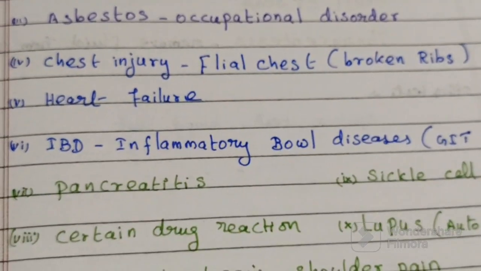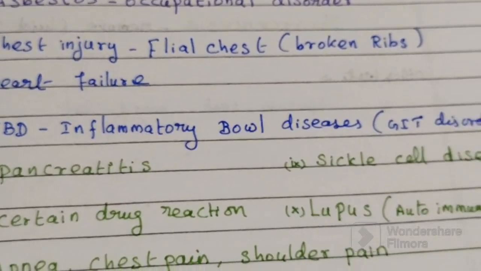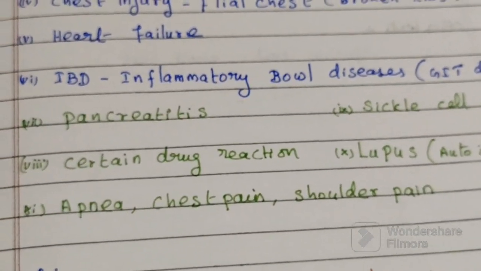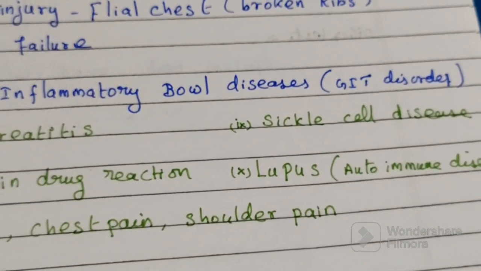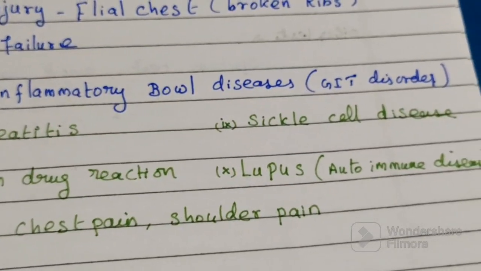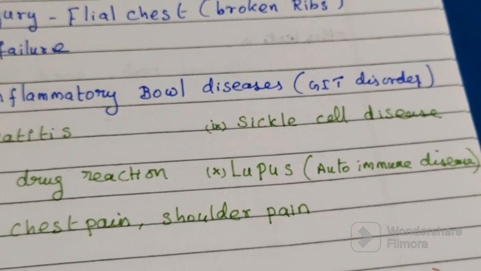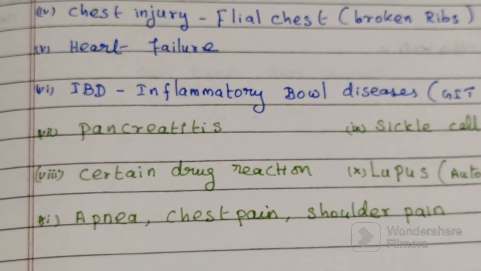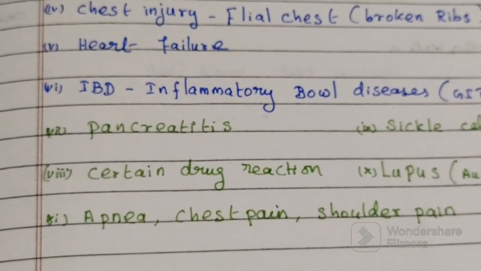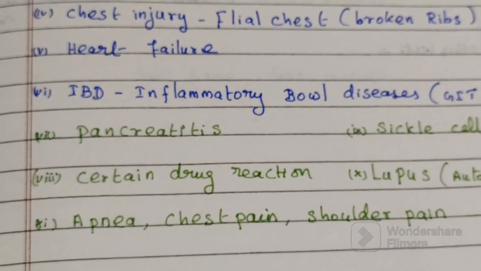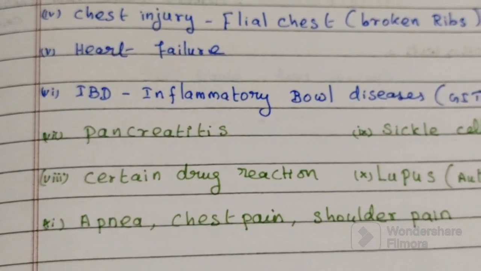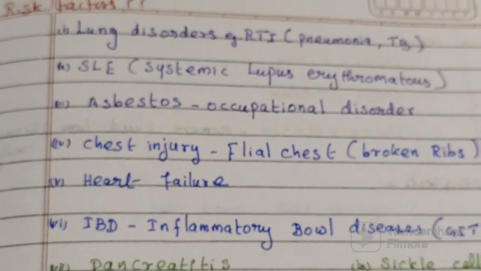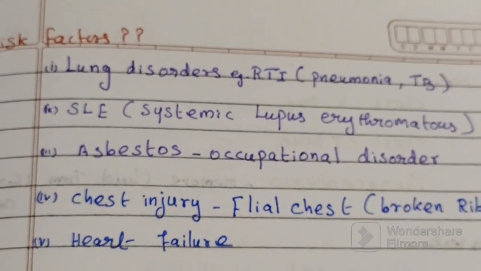Then pancreatitis. Then sickle cell disease, and certain drug reactions. Then lupus, which is an autoimmune disease. Then the patient may get apnea, chest pain, and shoulder pain. These are examples of risk factors for pleuritis.